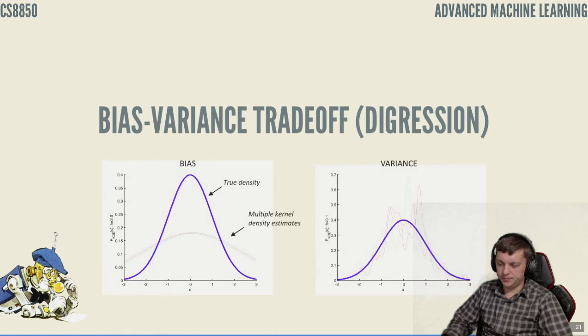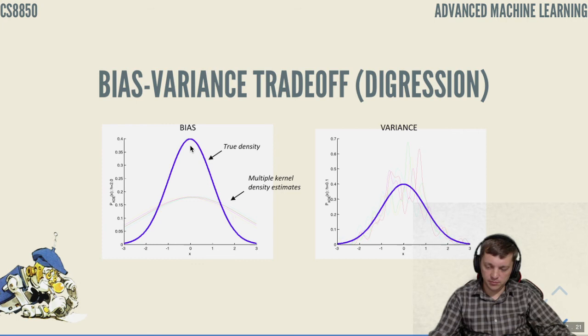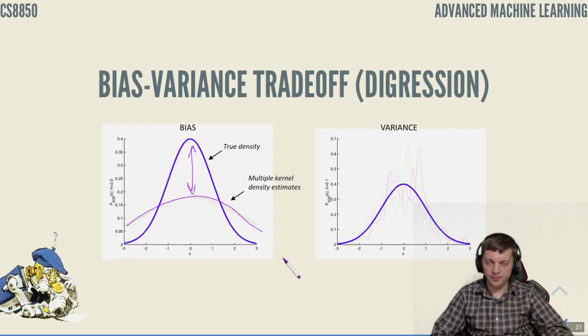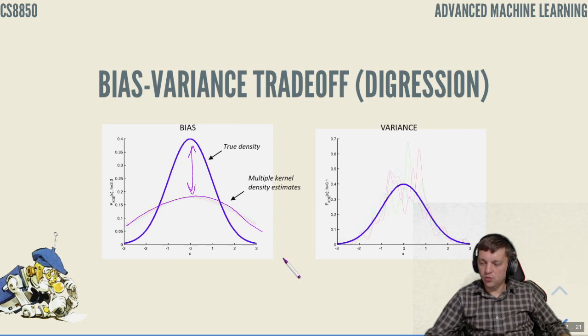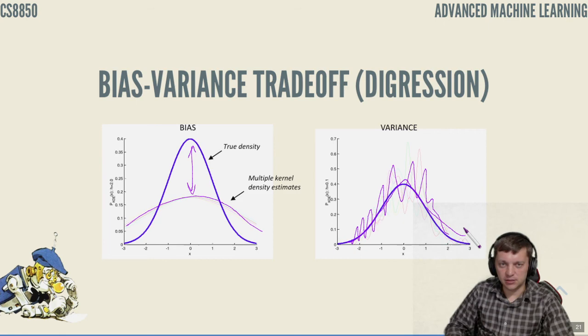Here's an example. If our kernel width is too high, we're over-smoothing, we're biased. The true density is blue, and the kernel width is too high, so we introduce bias and smoothly approximate something that is not true. Or if our kernel width is too low, we introduce a lot of variance. We're sort of unbiased, but we introduce a lot of variance. So how do we deal with that?